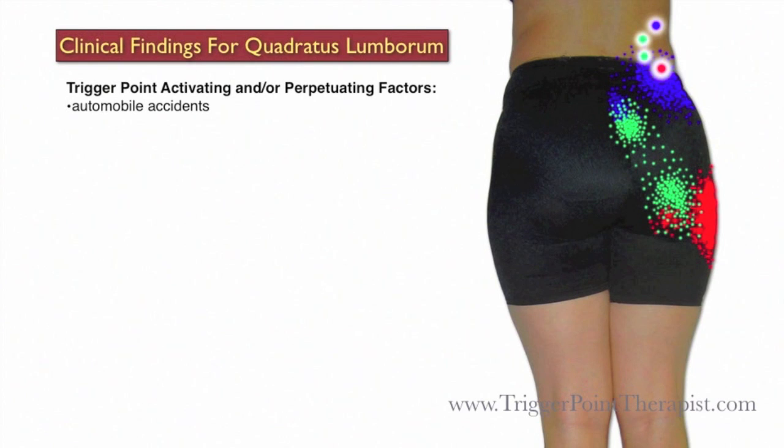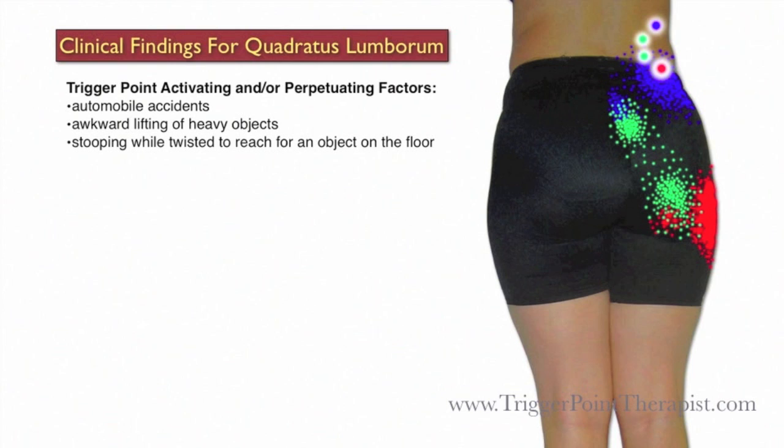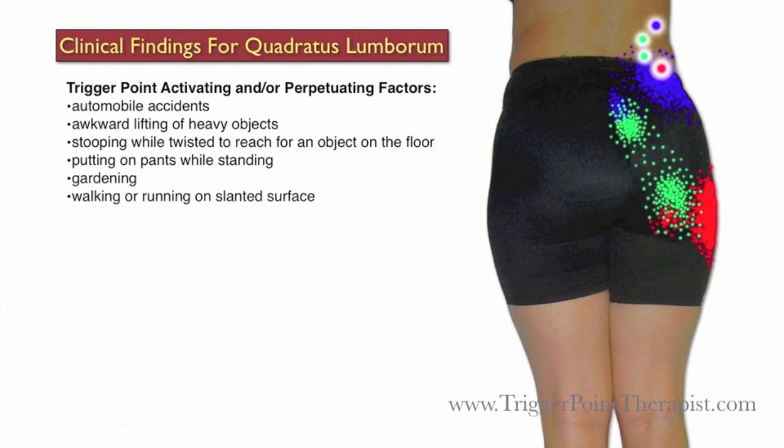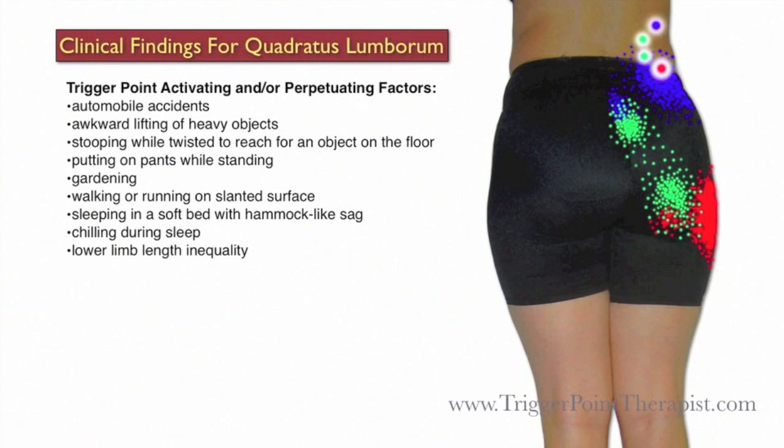Some factors that may activate or perpetuate trigger points in the Quadratus Lumborum muscle include automobile accidents, awkward lifting of heavy objects, stooping while twisted to reach for an object on the floor, putting on pants while standing, gardening, walking or running on a slanted surface, sleeping in a soft bed with a hammock-like sag, chilling of the muscle during sleep, and lower limb length inequality, where one leg is shorter than the other.